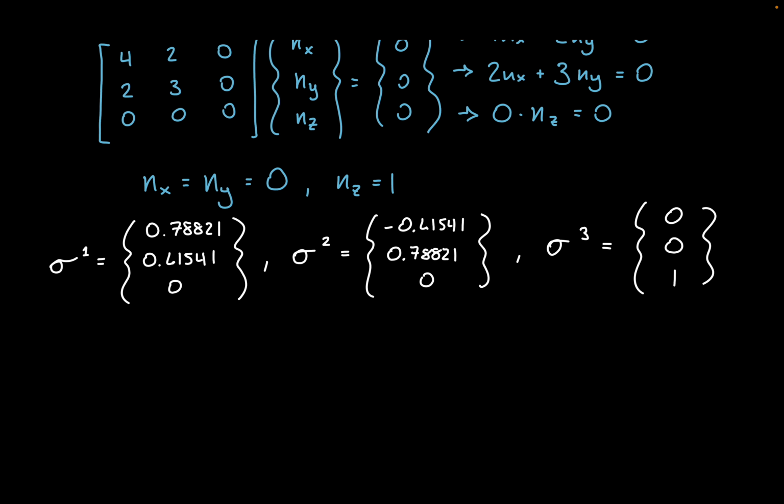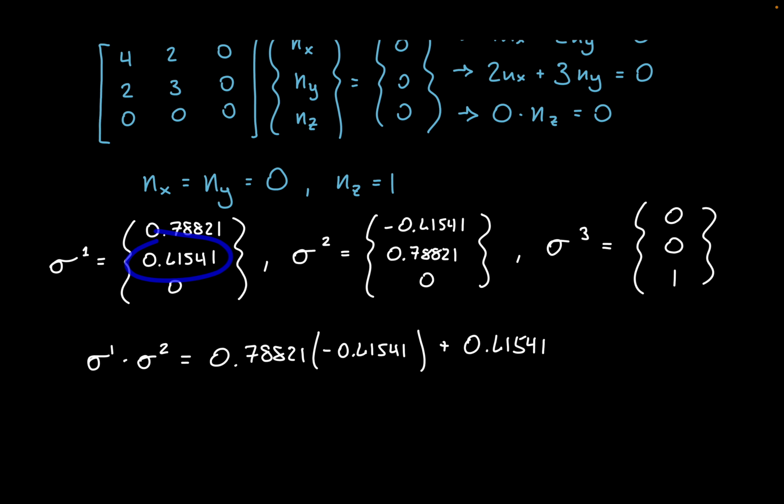And the way we can test this is by doing the dot product. So if you were to take the dot product of sigma 1 with sigma 2, you're going to have 0.78821, because you're multiplying your x components first. We'll have negative 0.61541, and then you'll plus 0.61541, because now we're multiplying our y components together. We'll have 0.78821, and we'll have just plus 0.